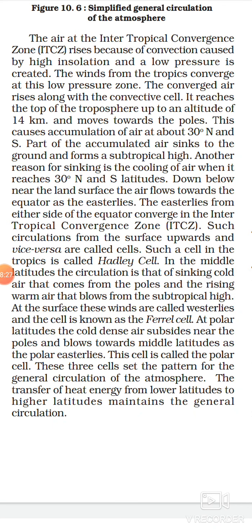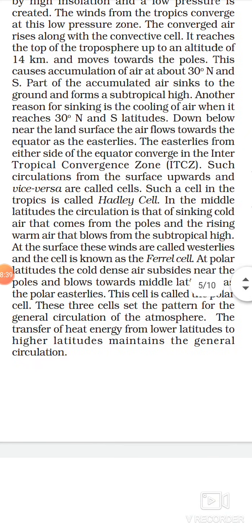We have the circulation from the surface upwards and vice versa. In the tropics, in the middle latitude, the circulation is that of sinking cold air that comes from the poles and rising warm air that blows from the subtropical high. At the surface, these winds are known as the westerlies, and the cell is known as the Ferrel cell. At the polar latitude, the cooler denser air subsides near the poles and blows towards the middle latitude as the polar easterlies. This cell is called the polar cell.